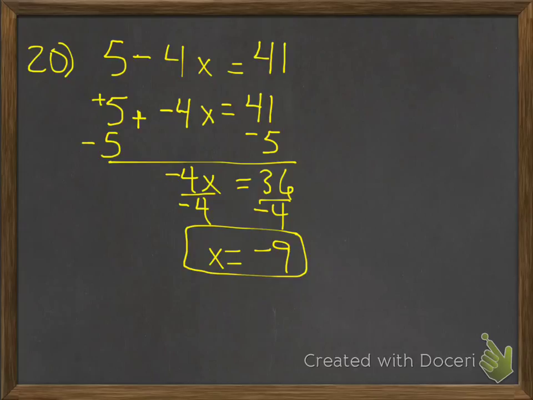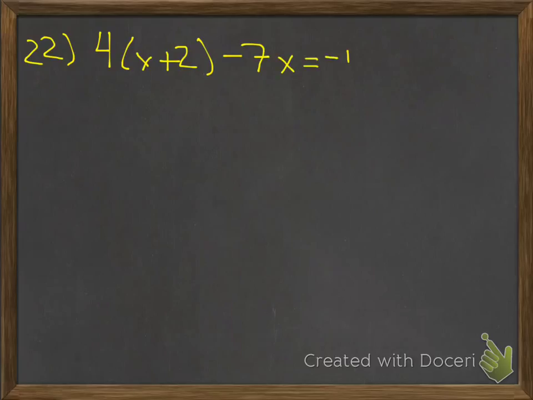Let me do 22 next. Then I'm going to do 21, 23, and 24 because those are all variables on both sides. So let's look at 22 next. 4 parentheses x plus 2 minus 7x equals negative 10. Okay, so here I have 4 times x plus 4 times 2 minus 7x equals negative 10.